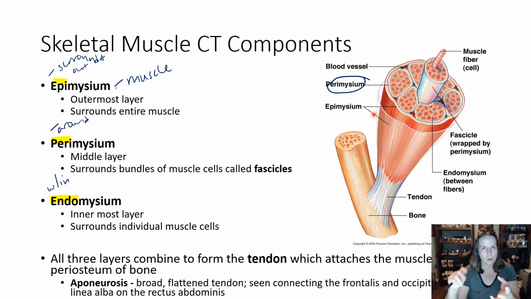And an aponeurosis is essentially if you took that tendon and flattened it out with a rolling pin, that's an aponeurosis. We have them on our abdomen. There's one on the top of our head. So they're very important. They're just flat tendons, essentially.